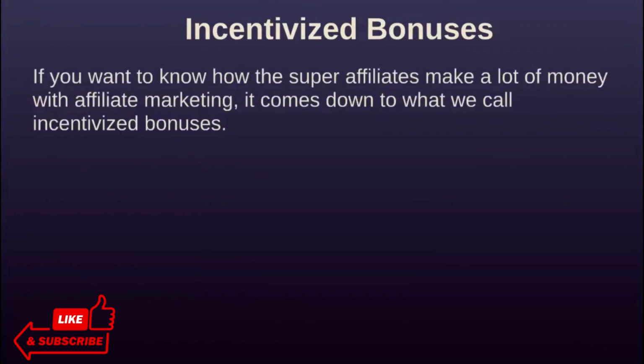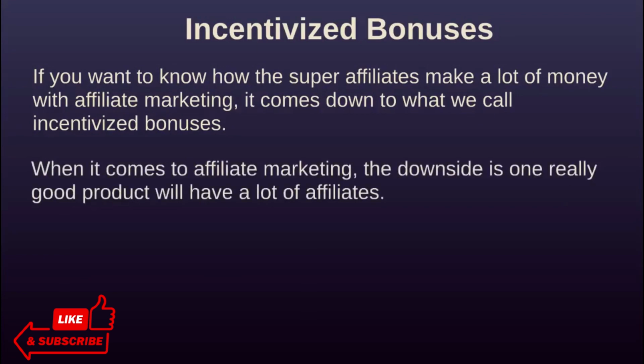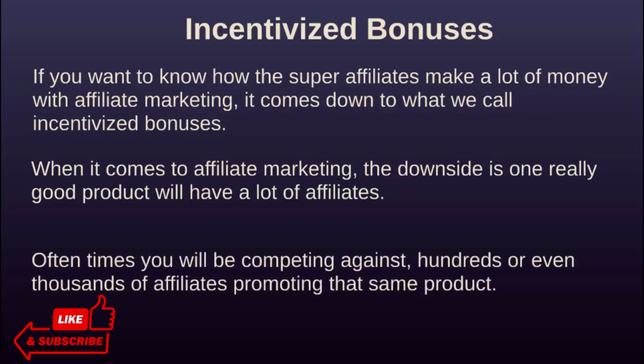In other words, if you want to know how the super affiliates make a lot of money with affiliate marketing, it really comes down to what we call incentivized bonuses. So when it comes to affiliate marketing, the downside is one really good product is going to have tons of affiliates, sometimes thousands of affiliates. So the question is, how do you stand out and how do you compete against hundreds or even thousands of affiliates promoting that same product? And a lot of them might have incentivized bonuses, but if you have the best incentivized bonus, you will win.